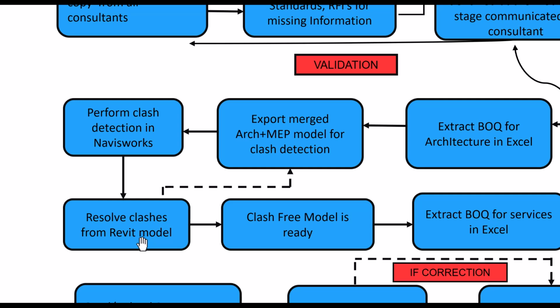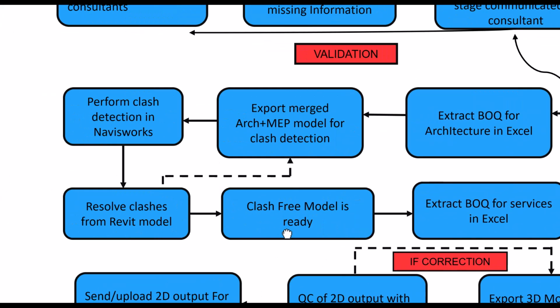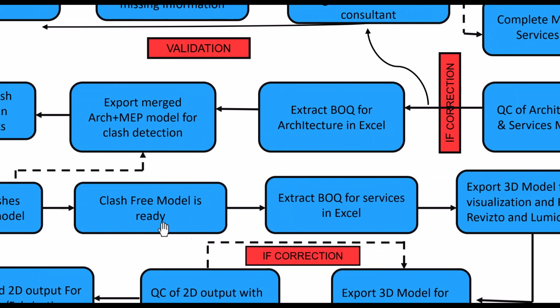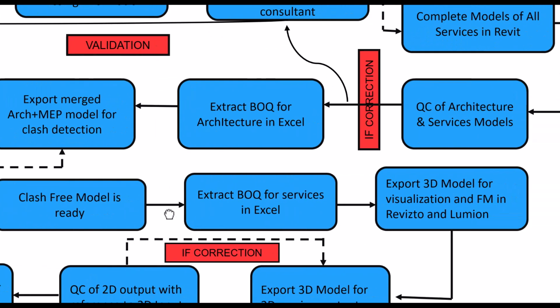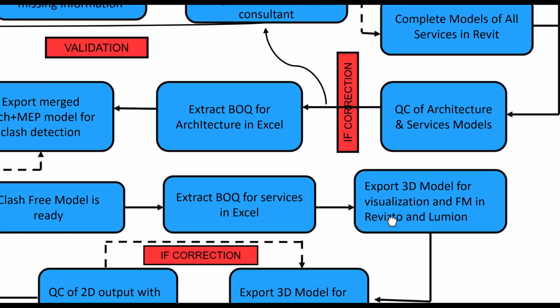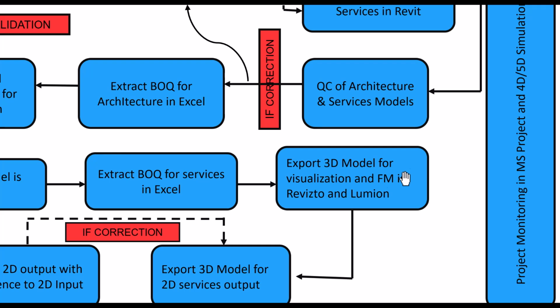Simultaneously, you're going to use both the software at the same time. Then the clash-free model is ready, right? You detect the clashes between all the disciplines, architecture, structure, MEP, and the clash-free model will be ready for you. Now you extract the BOQ for services in Excel. That is basically MEPF. After that, you export the 3D model for visualization and facility management in Revizto and Lumion.